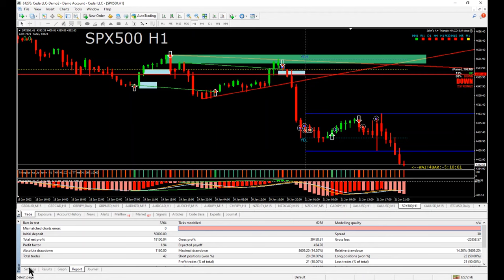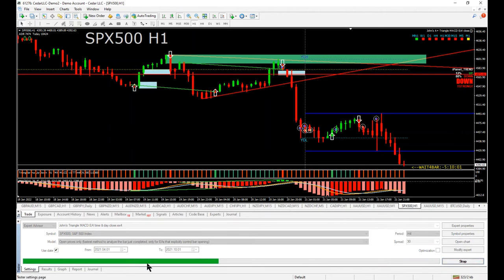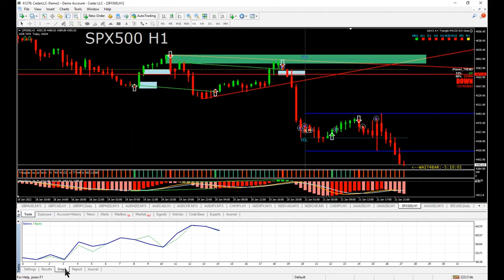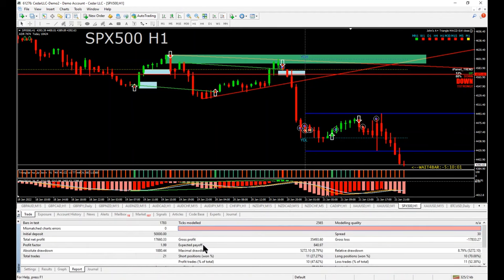Now let's do one more thing here. Let's go and run it for a 4-hour chart. It's already on the 1 hour, so let's go ahead and run it like that. Made about the same on the 4-hour. A little better equity curve, but still looks good. Made about 71. Let's look at the report on that one.